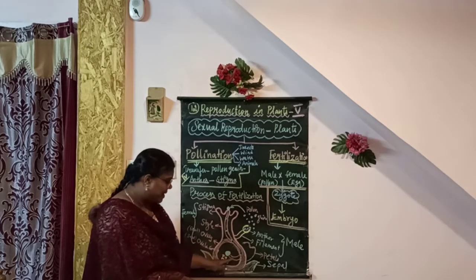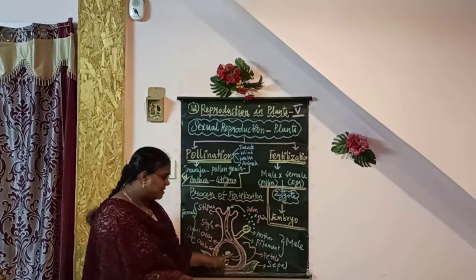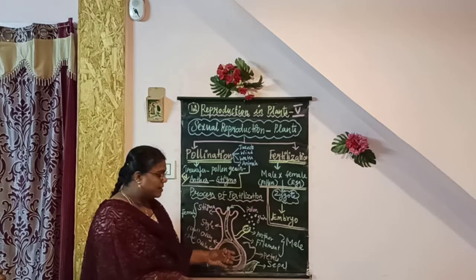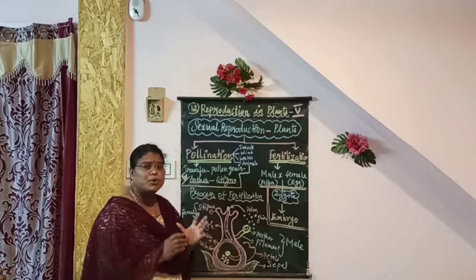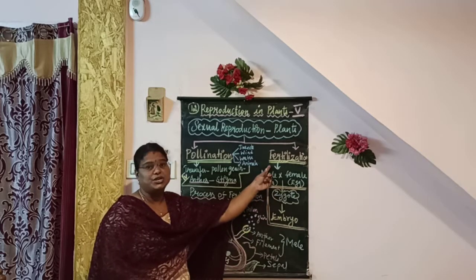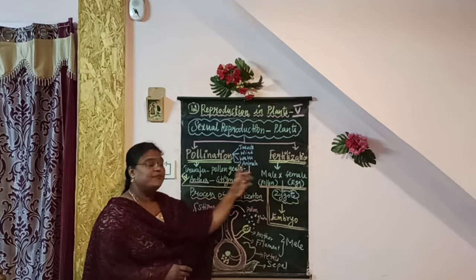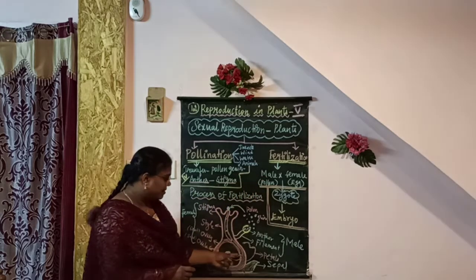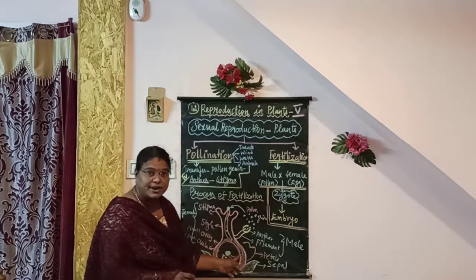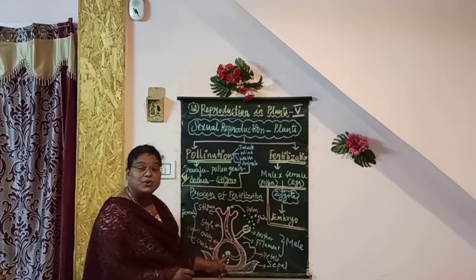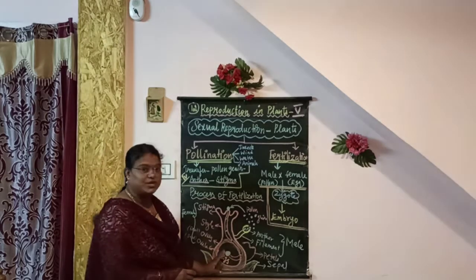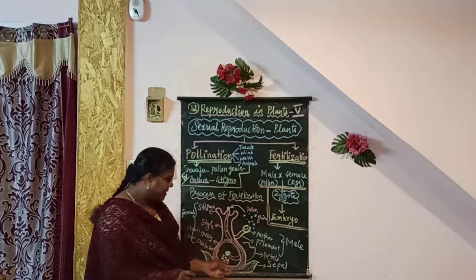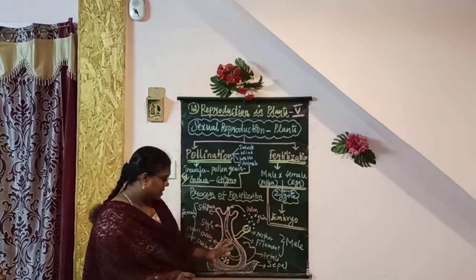along with the pollen tube and reaches the egg, and the nucleus of the pollen grain fuses with the nucleus of the egg. This process of fusion is called fertilization. As I told you already, the fusion of a male gamete with a female gamete is called fertilization. Here the nucleus of the pollen grain is the male gamete, and the nucleus of the egg is the female gamete. Fusion takes place and a zygote is formed. The zygote is the fusion product, and from the zygote the embryo is formed.